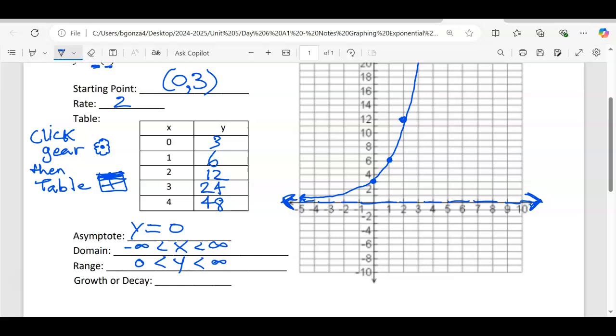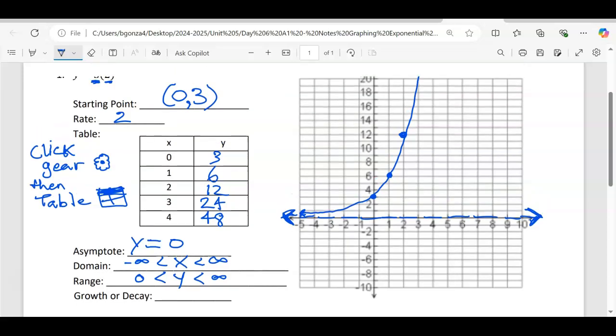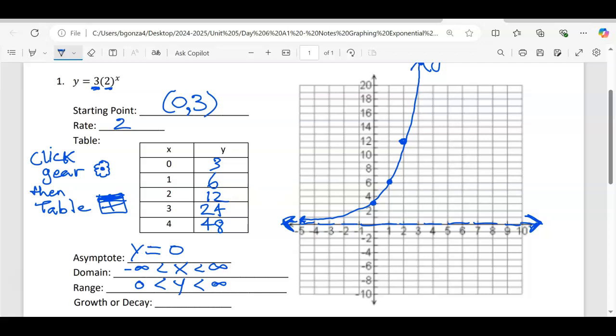Now, is it growth or decay? What do y'all think? If my rate is greater than 1, because it's 2, and if it's going up to the right, is that growth or decay? Growth, right? So go ahead and circle growth, and sorry, you could write it in that blank, actually. All right, 1 second, let me write this in here. Growth.